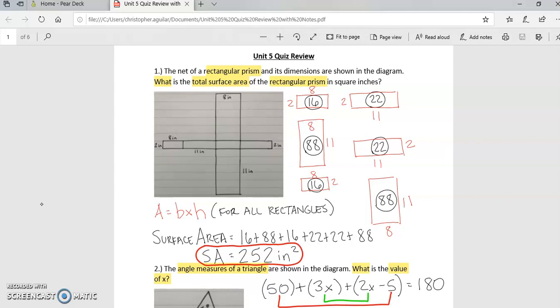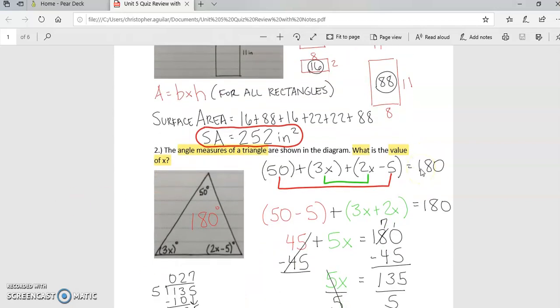So now those numbers circled in black are all the areas I have for each of those shapes or faces. So I have 16 plus 88 plus 16 plus 22 plus 22 plus 88. And when I add up all the areas for all the faces, I get 252 inches squared as my total surface area. So that would be the correct answer for question 1.